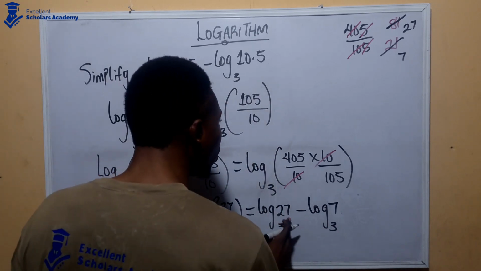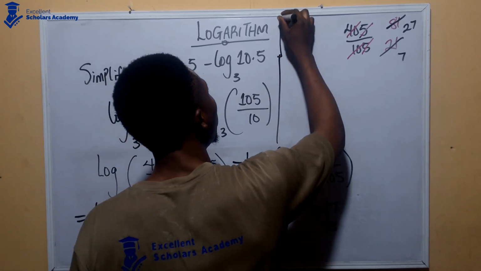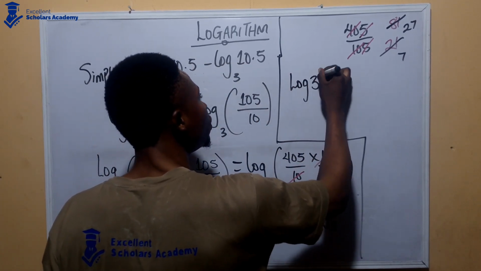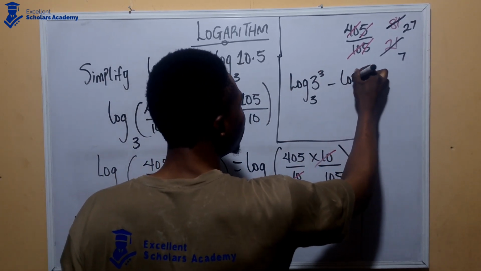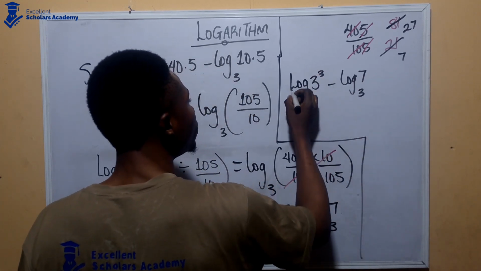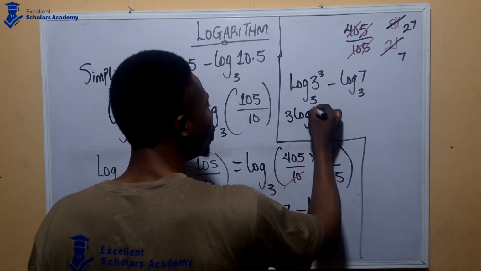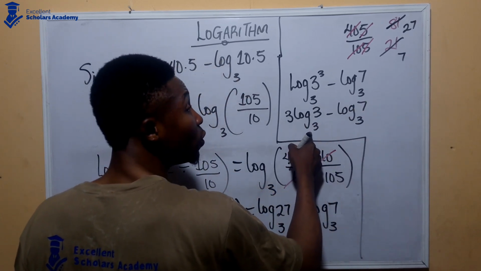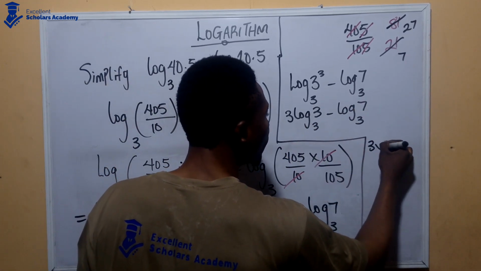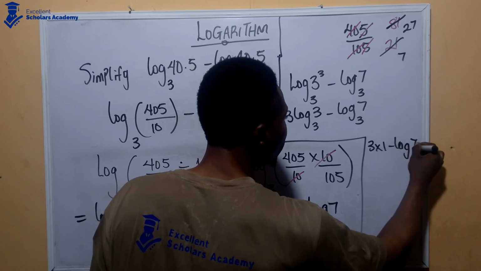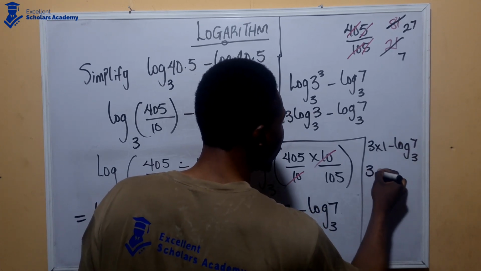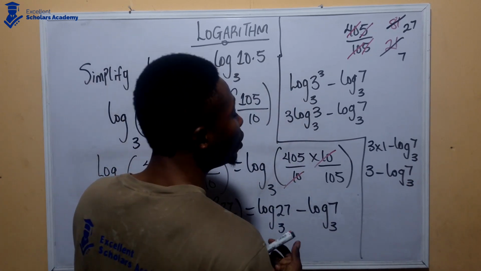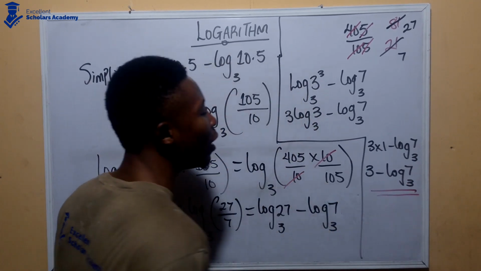Alright, so now log 27 can also be expressed as log 3 to the power of 3 base 3. So it becomes log 3 to the power of 3 base 3 minus log 7 base 3. Now this comes behind, it becomes 3 log 3 base 3 minus log 7 base 3. Now log of the same base, of course, gives us 1. So 3 times 1 minus log 7 base 3. So 3 times 1, that gives us 3 minus log 7 base 3. So 3 minus log 7 base 3 gives us our final answer.